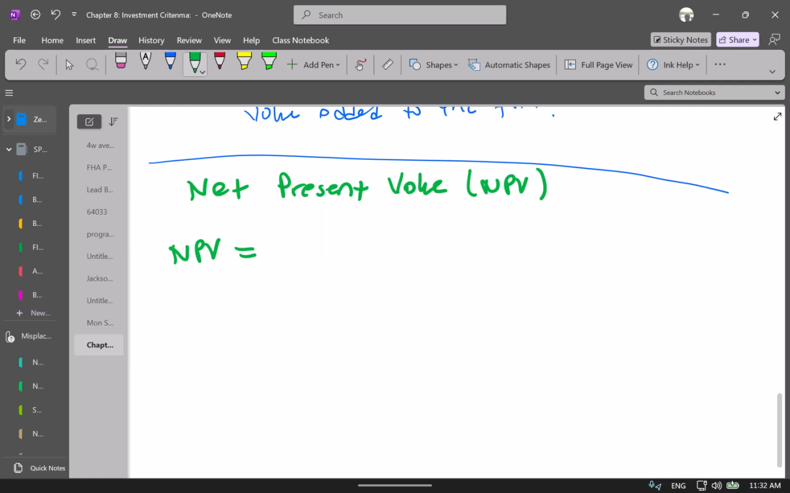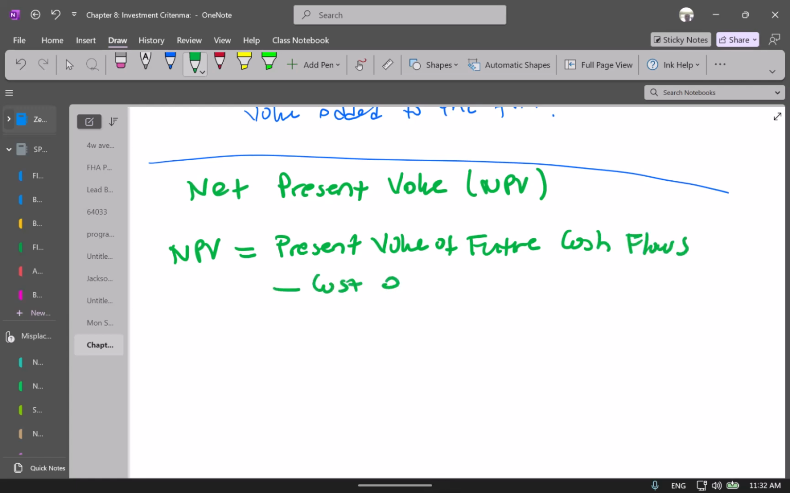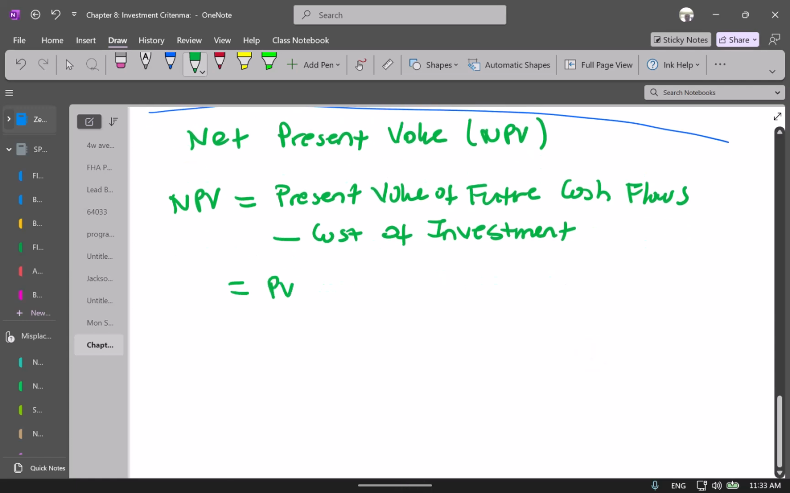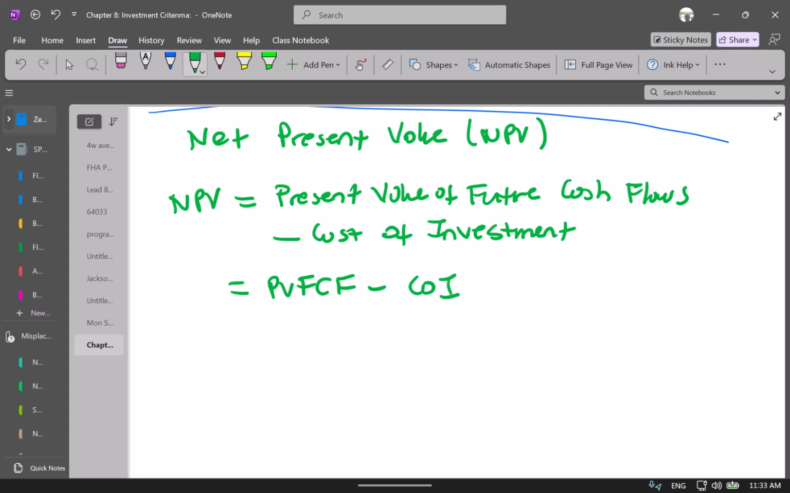NPV is the present value of future cash flows minus the cost of investment. We're going to write a formula for that. I'm not going to do too much template development today. Today is more about concepts. But on Wednesday, I actually have a great template. As you know, all I care about is what you do with those numbers. Present value of future cash flows minus cost of investment.